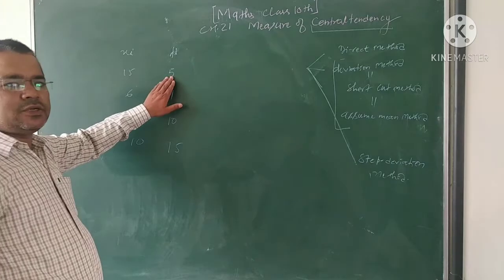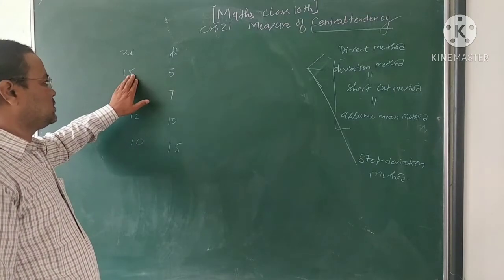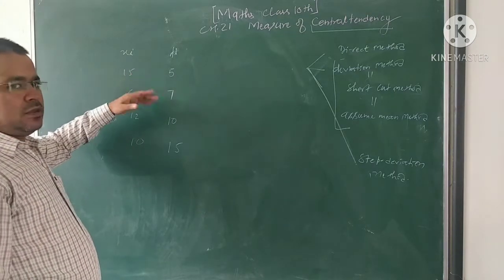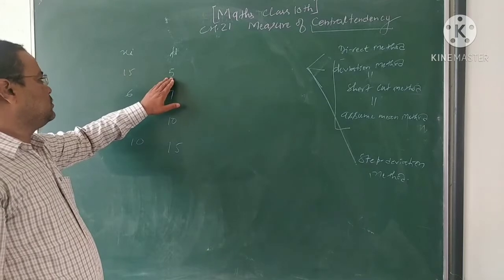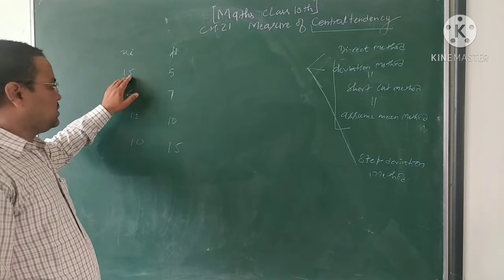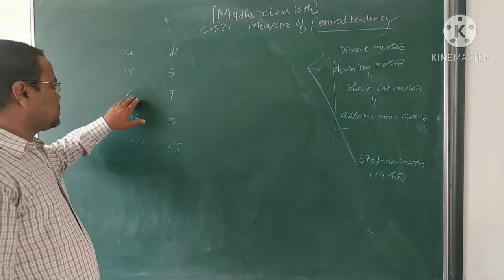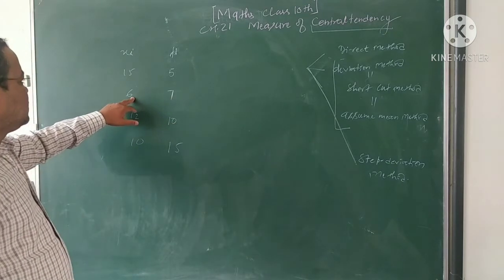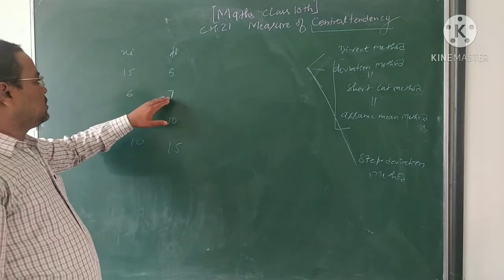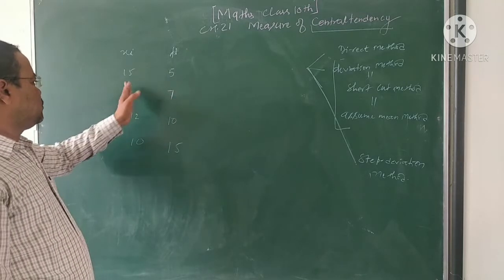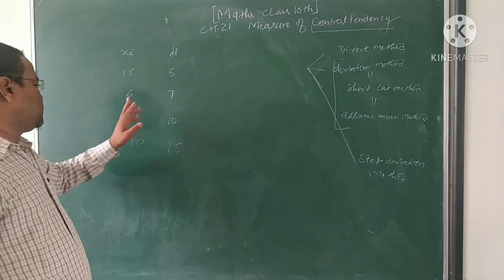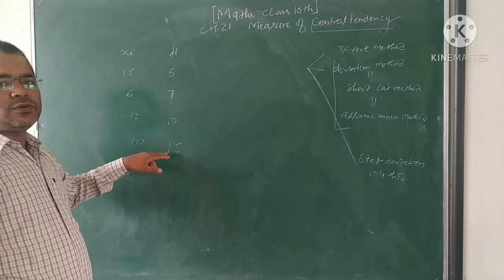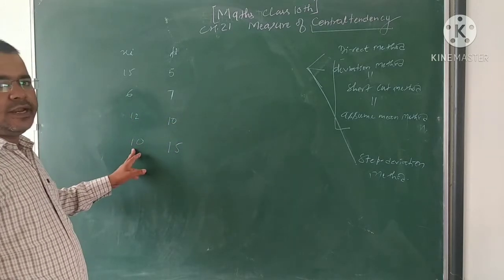There are 5 students whose score is 15 marks. Means the number of students is 5 who are getting 15 marks in an examination. There are 6 students. There are 7 students whose score is 6. There are 10 students whose score is 12. And there are 15 students whose score is 10.